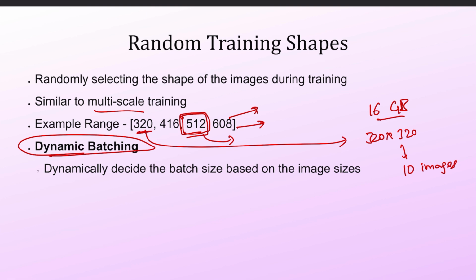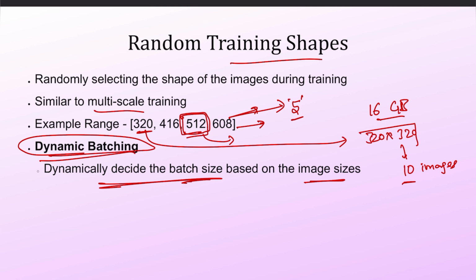When I pick 320 as the training shape during training, I will adjust the batch size also to 10. If I pick 608, I might keep only 5 as the batch size. So this is actually dynamic batching. There is no fixed batch size during the training. You are dynamically deciding the batch size based on the image sizes. If the image size is small, you can fit more images into the GPU memory, so your batch size can be high. But if your image size is high, then you can fit only fewer images. So this is actually dynamic batching.